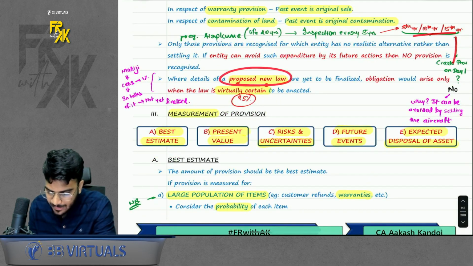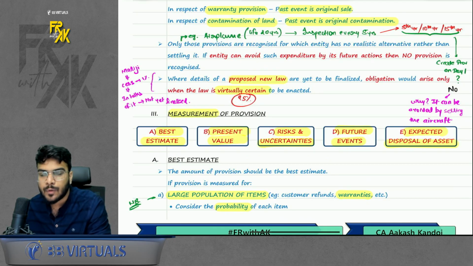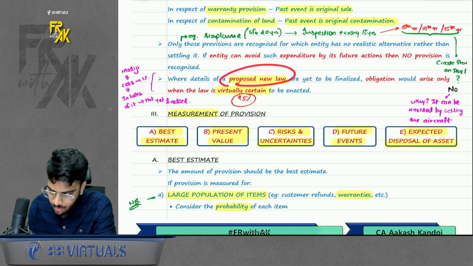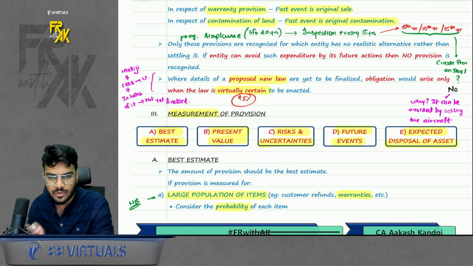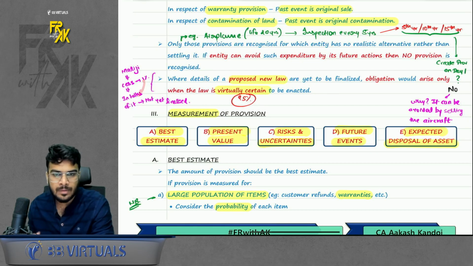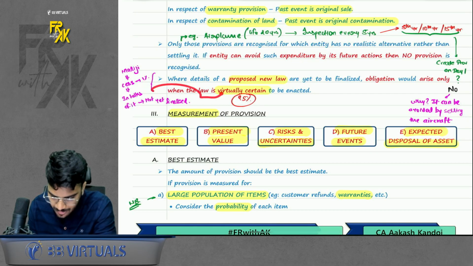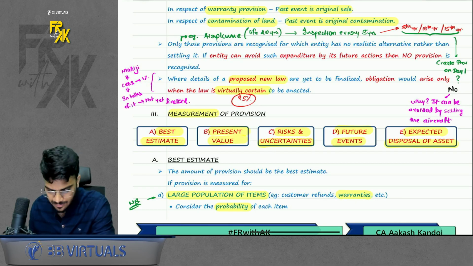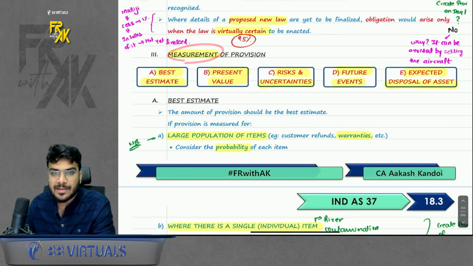Also, if any new law is yet to come, that new law will create an obligation for you only when that is virtually certain. For example, Modi ji said that I will impose a cess of 1%, but this is not yet finalized. They are in talks to impose the same. So it is not yet virtually certain. So do not consider the same. Okay.